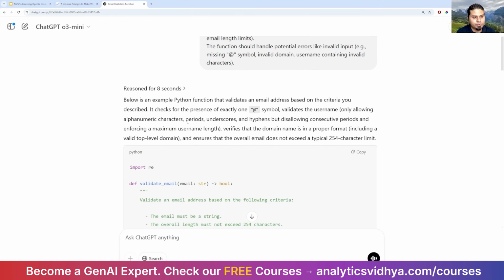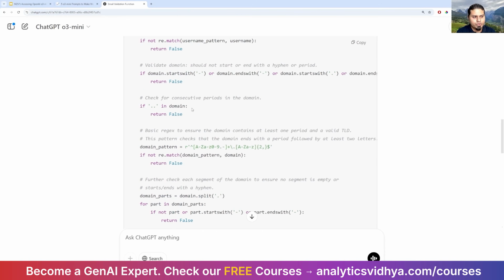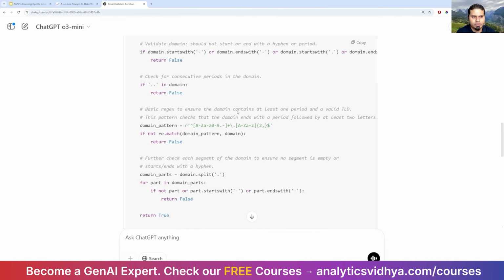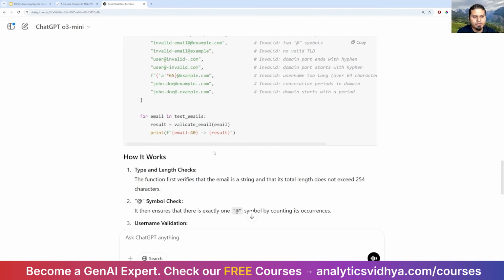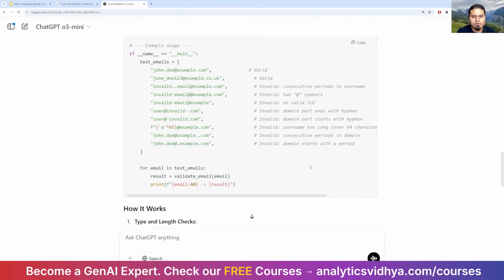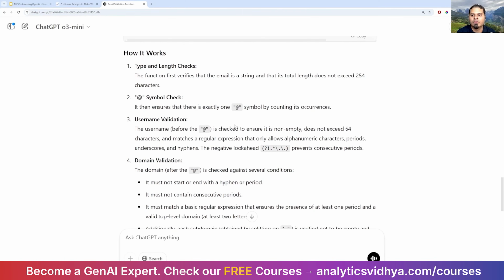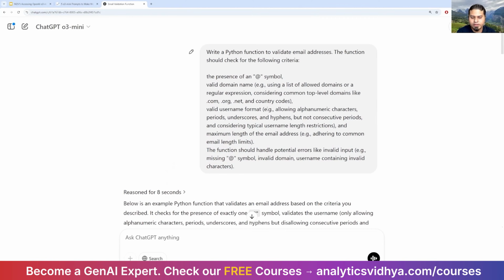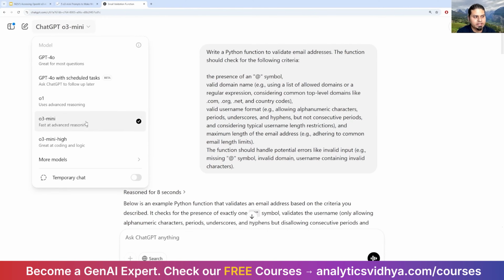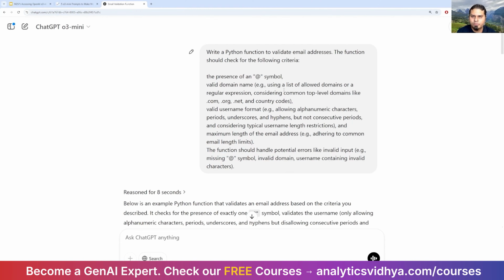And after its reasoning, it gives us a function, which is very similar to the previous function. Maybe there are some steps which it did not add in, some additional checks, but overall, very similar in terms of the code itself. And it does follow the rules which we mentioned. So that's how you can use OpenAI o3-mini in ChatGPT. Just select the model in terms of whether you want the high reasoning level or the low reasoning level model, and then type in your prompts and get the responses accordingly.